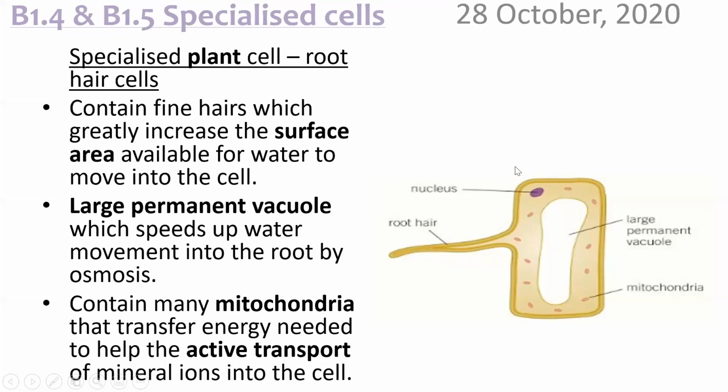We need that. Remember, to keep the plant not wilting, it's called turgid cells, to keep them from wilting. They have a large permanent vacuole, which speeds up water movement into the root by osmosis. So that means that osmosis is the method by which water moves into the roots of the plant. Again, many mitochondria help transfer energy needed to help active transport of mineral ions in the cell.